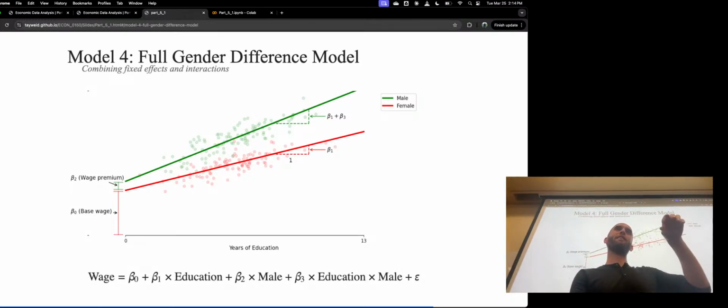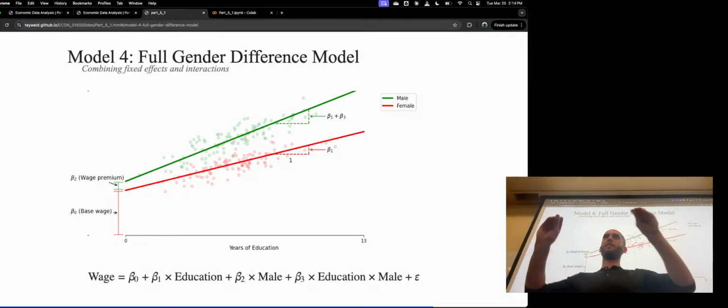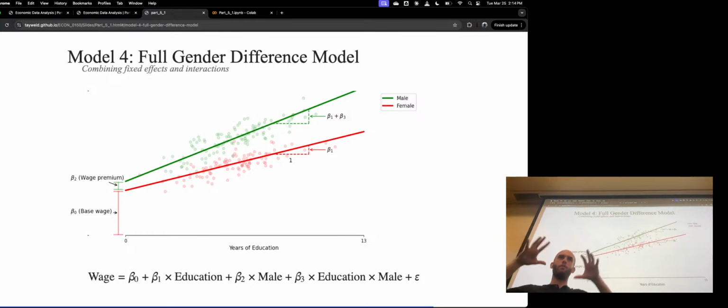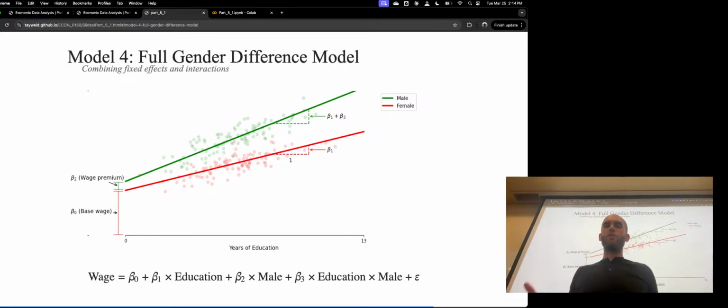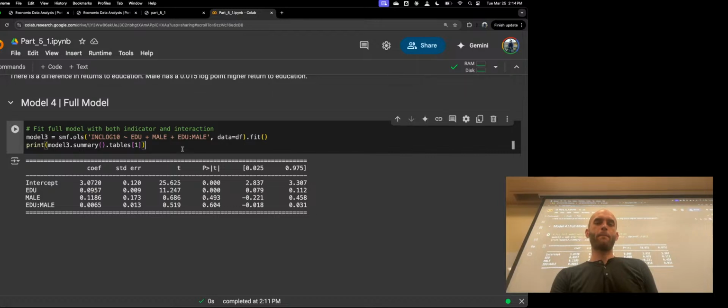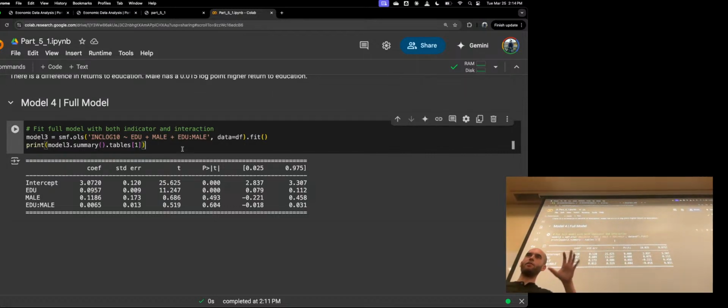Another thing we could do is include not just differences in baseline income, the baseline gender wage gap, using differences in the vertical intercept, but we could also include differences in slope. And so this is a picture of how we can do both of those things at the same time. So different vertical intercepts and different slopes. So different returns to education and different baseline income levels. And this is the regression model that it spits out.